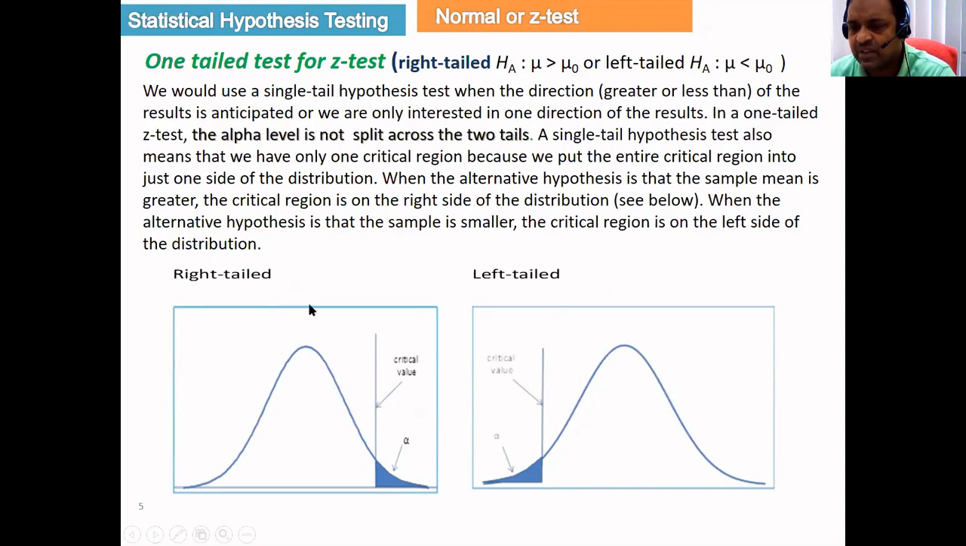Just remember, for the left tail, the critical region will be on the left side, and for the right tail, the critical region will be on the right side. For the left tail, normally Z will be the minus value. For the right tail, Z will be the plus value. Okay, we'll do it in detail with a practical example.